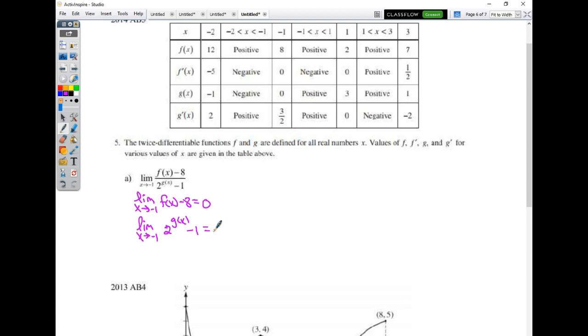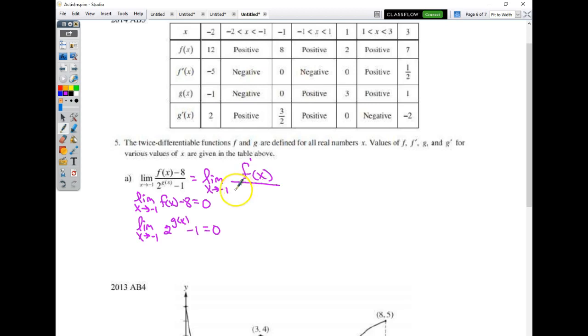All right. g of x at negative 1 is 0. So 2 to the 0 is 1. 1 minus 1 is 0. We've set ourselves up for a problem that uses L'Hopital. That means that we need to take the limit as x approaches negative 1 of the derivative of the top, f prime of x. Numerator is a nice, easy derivative, but you need to remember the derivative of a log problem.